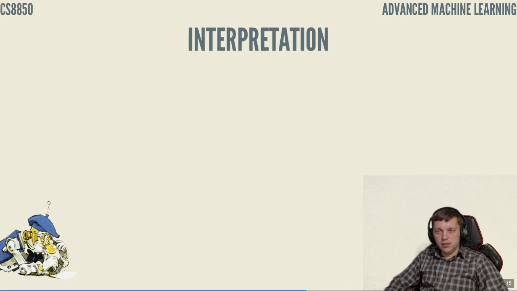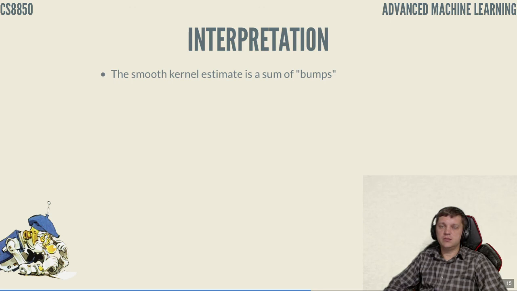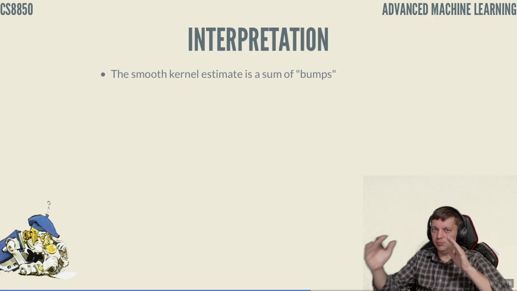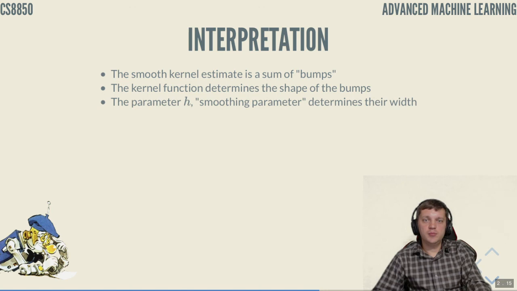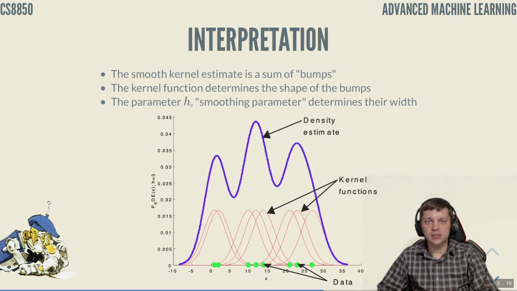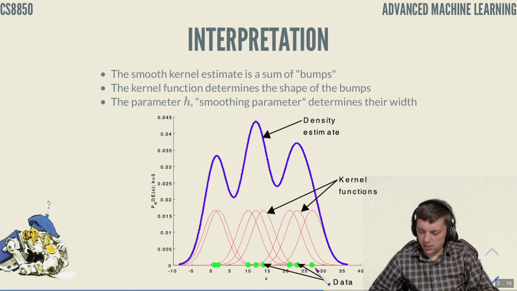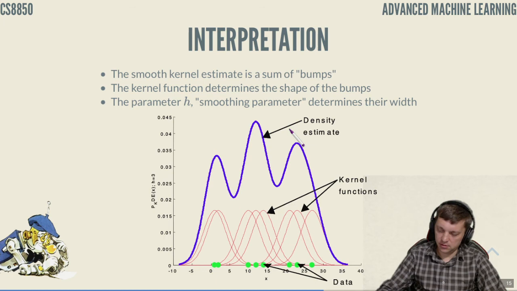So let's try to think about what we're seeing and what we're doing with it. Smooth kernels estimate a sum of bumps. At each point in your data set, you put a little bump or a large bump, depending on your h parameter. The kernel function determines the shape of these bumps, and the parameter h, the smoothing parameter, determines their width. You will see why it is called a smoothing parameter. For each point in the training sample, you put a bell-shaped curve on top of that. But when you add them up together, you get this more interesting curve.